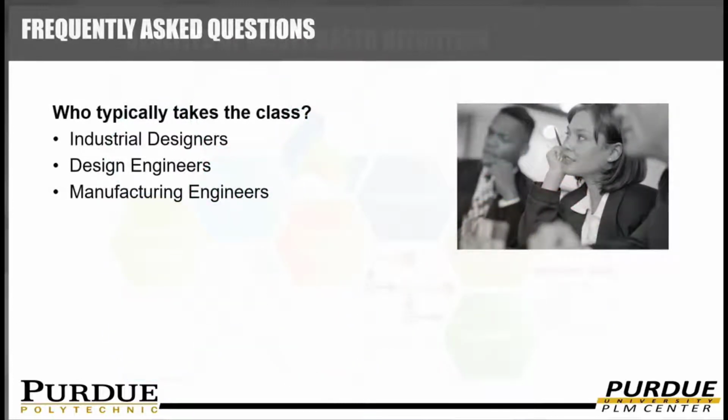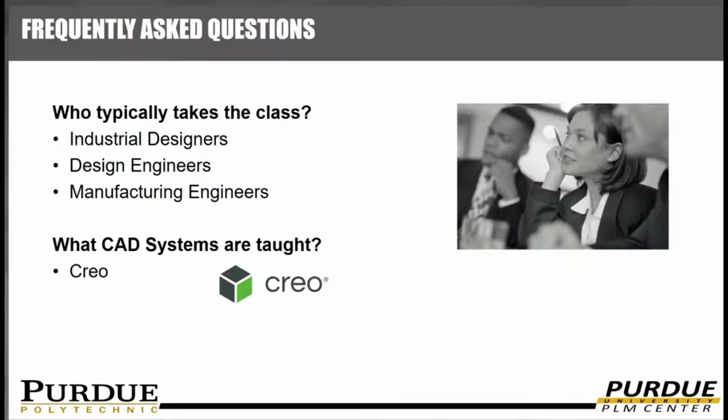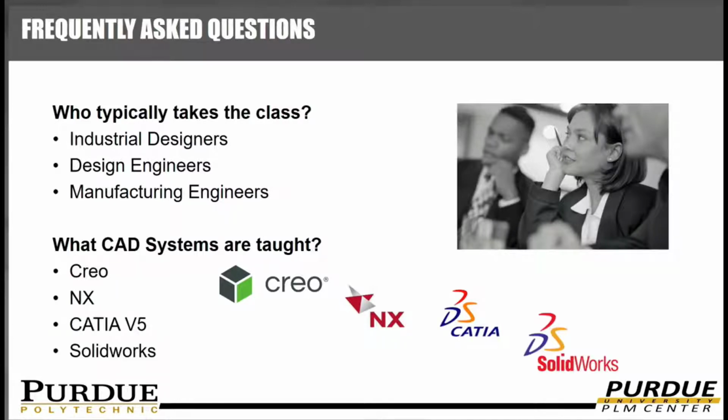Who typically takes our class? Industrial designers, design engineers, manufacturing engineers, really anybody who would need access to information about that product throughout its life cycle. The course is available in Creo, NX, CATIA V5, and SolidWorks. And you don't need to have a license to these CAD systems. We provide an environment for you that contains the necessary licensing required to complete the course.